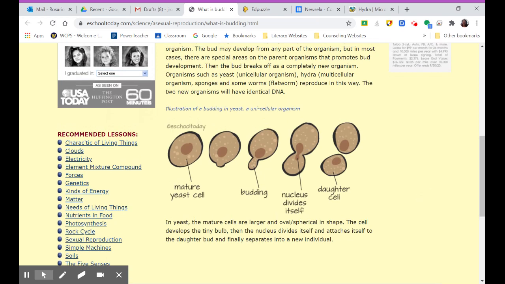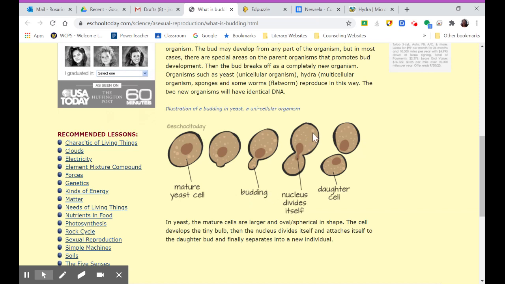Now let's take a look at an example, a picture here of something that's unicellular, which means it's one cell. This is also budding, but in yeast. So here we have, it says a mature yeast cell. So this is the parent cell. Okay. Now you notice if you look at this second picture here, there's that little bump growing. Now you see even more. Here's the bigger picture, and now we can really say that it's budding.